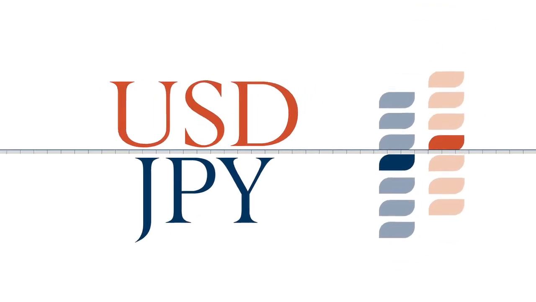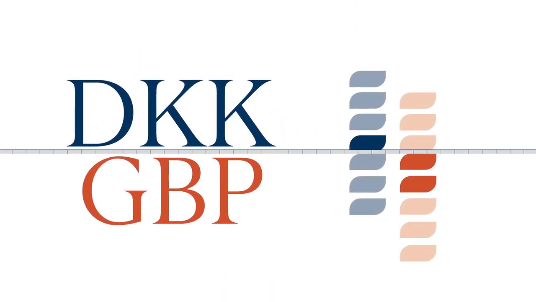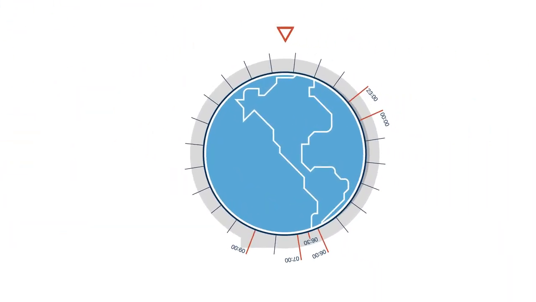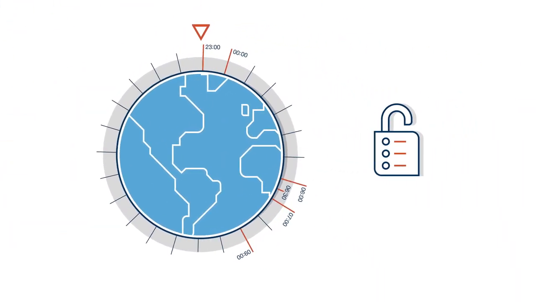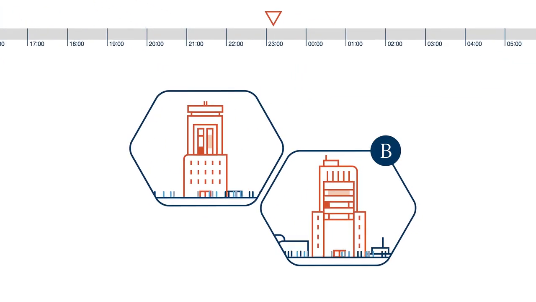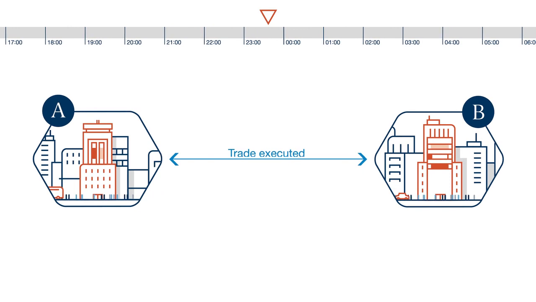Every day, trillions of dollars of payment instructions are submitted to CLS Settlement. But how does it work on a global scale, securely, time and time again? Let's take two of CLS's members and call them A and B.